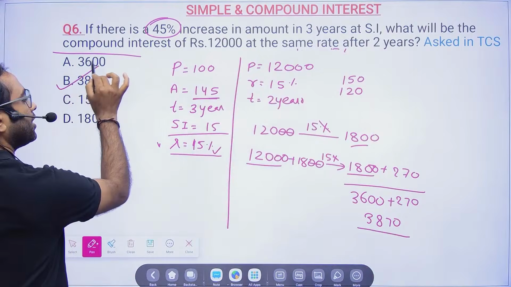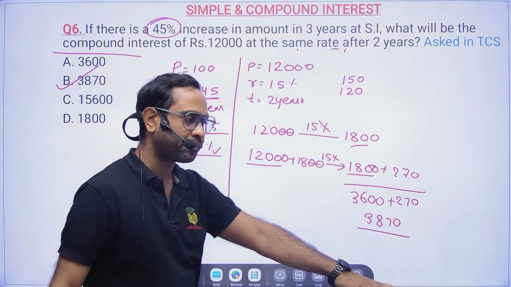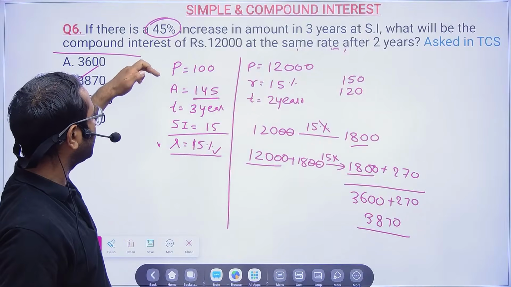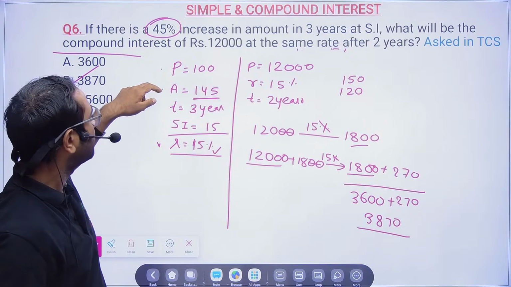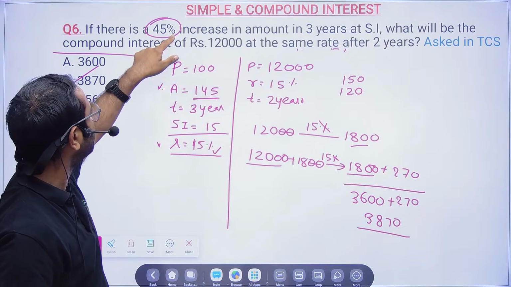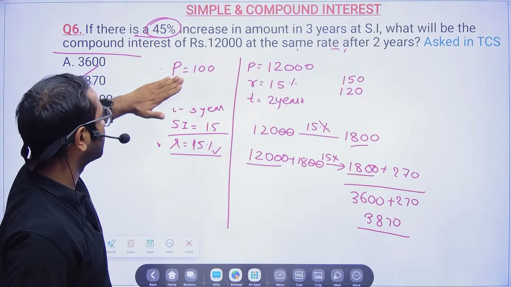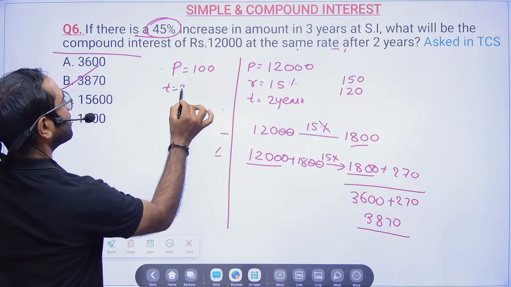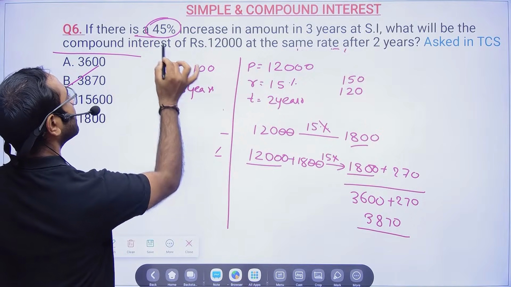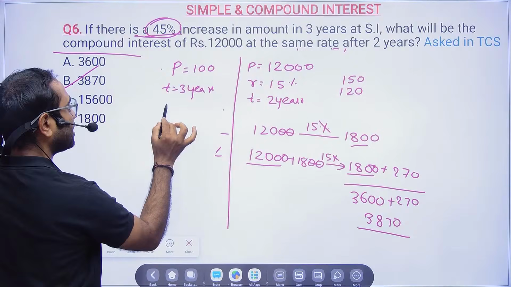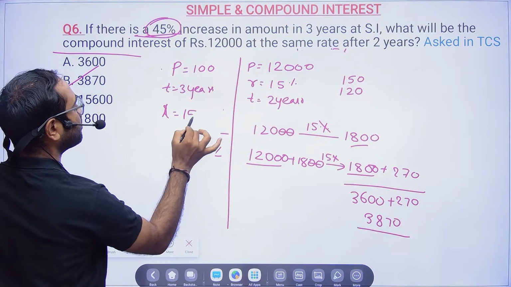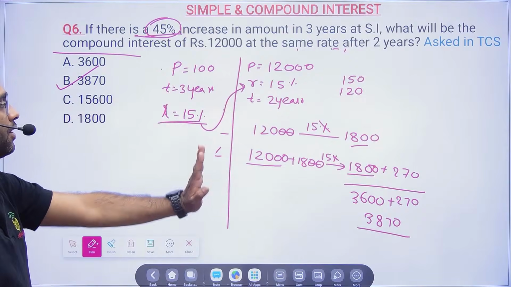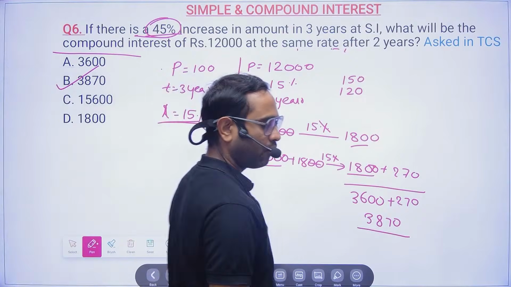So you will be able to deal with the problem. This is not a tough problem. See, the principal is this. Amount you can leave, it is not required. Time is 3 years, and in 3 years it is increasing by 45%, so in 1 year it will increase by 15%. The rate we had to find out, and at the same rate you use it here. That's all, we are done with this.